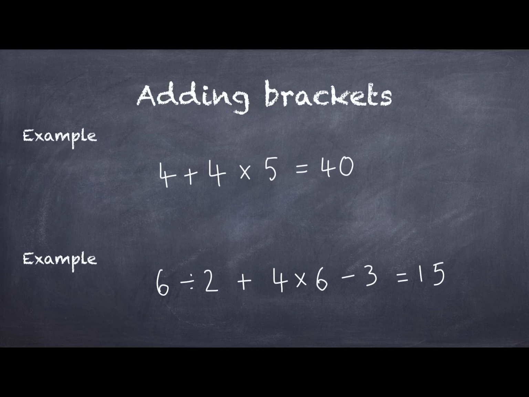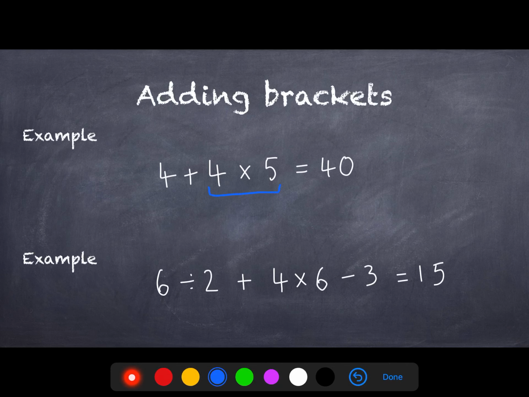So what I can do, now that I've learned all those skills, is I can add brackets in to make a thing correct. So at the minute, these equations on the screen are not correct, okay? Because if I was to solve this and it didn't have any brackets in, I'd be looking at 4 times 5 would be 20, plus 4 would be 24, not 40.